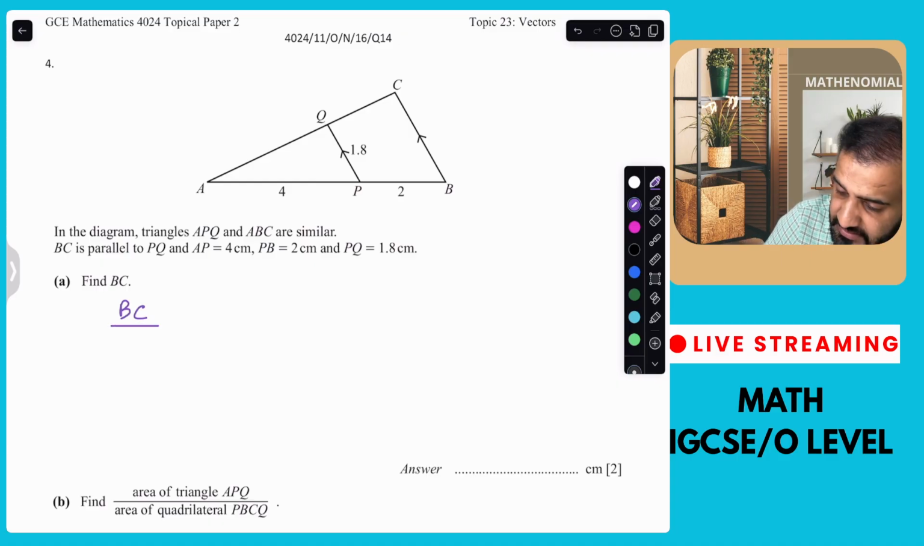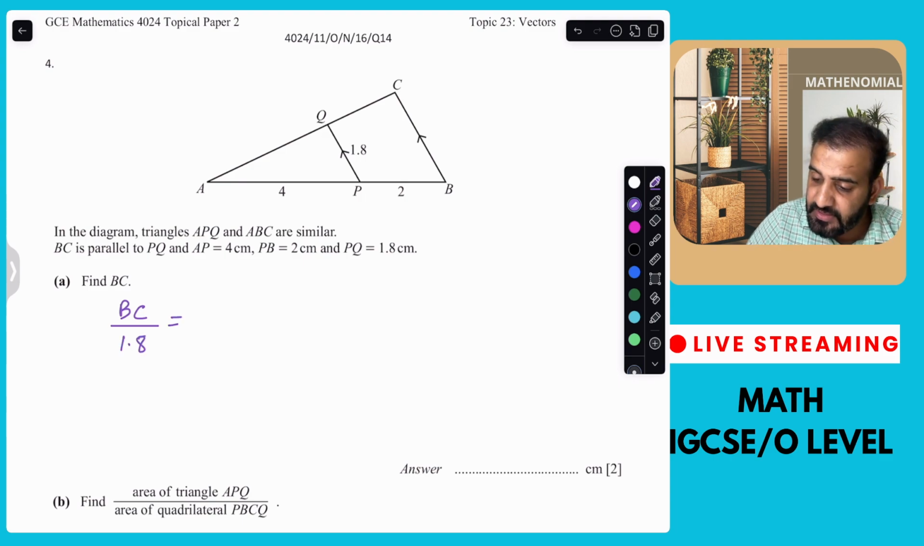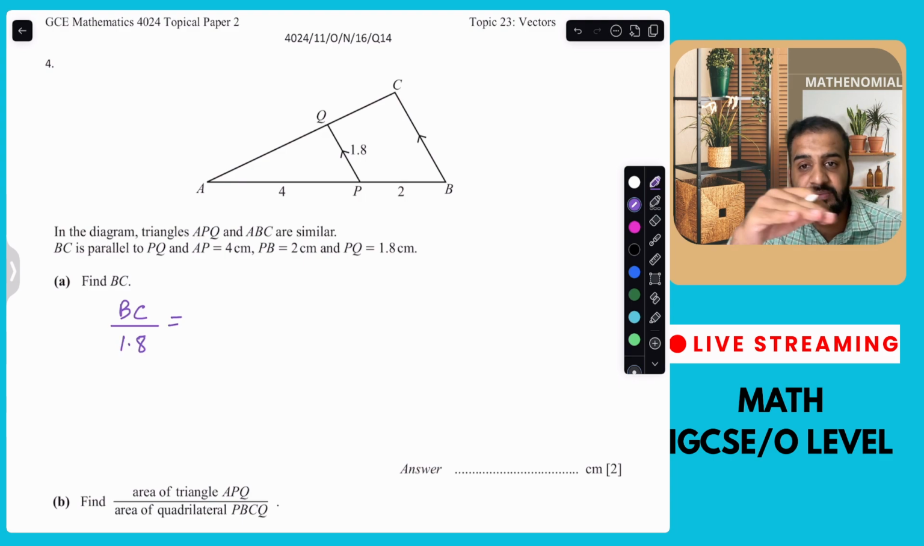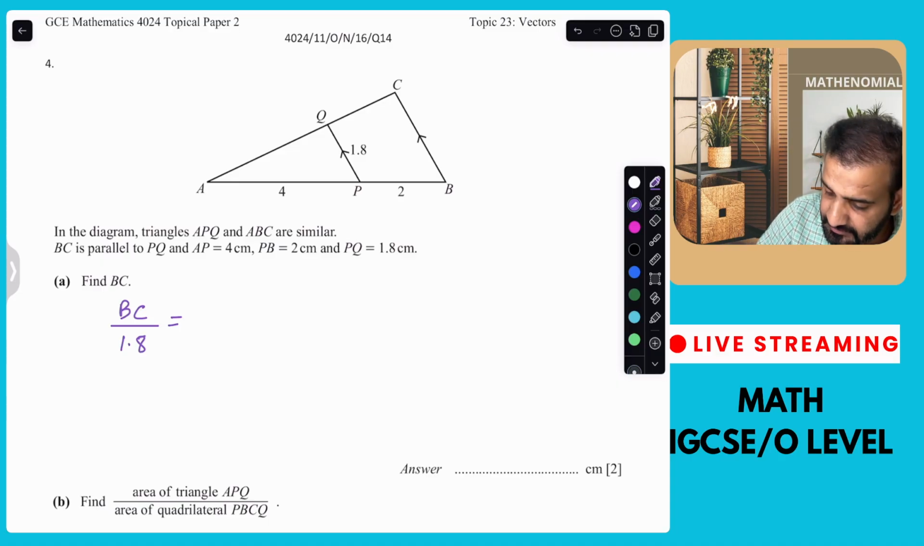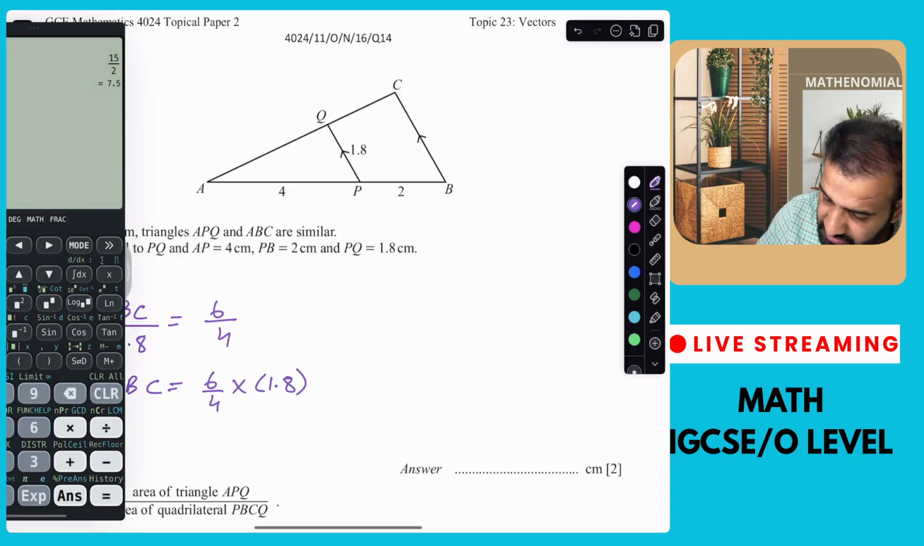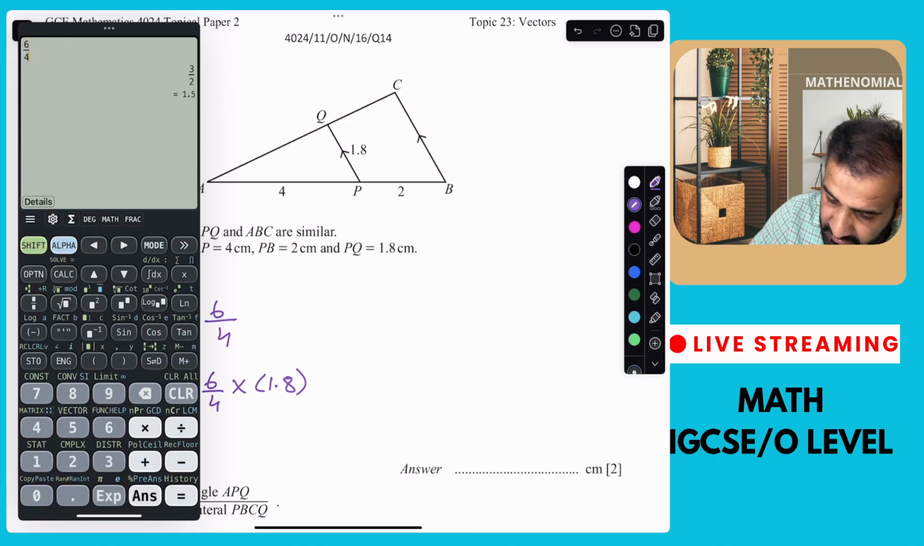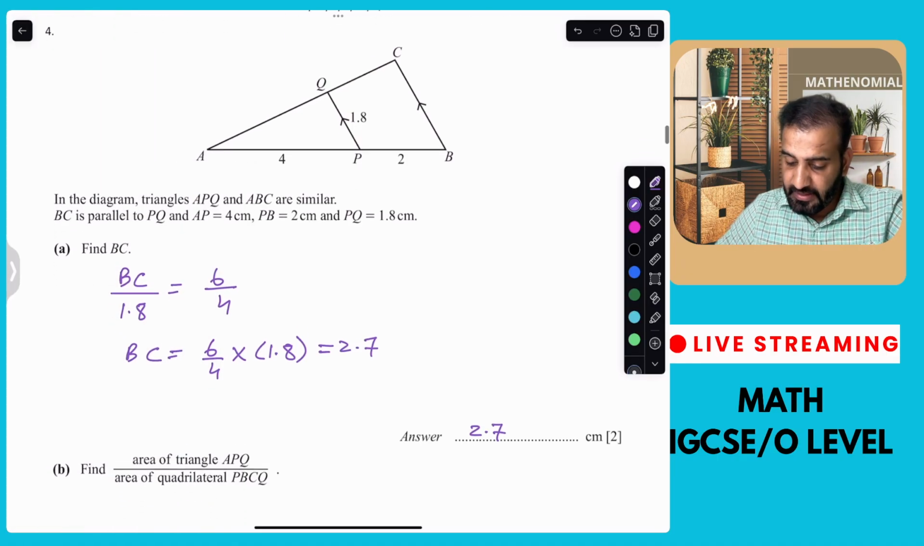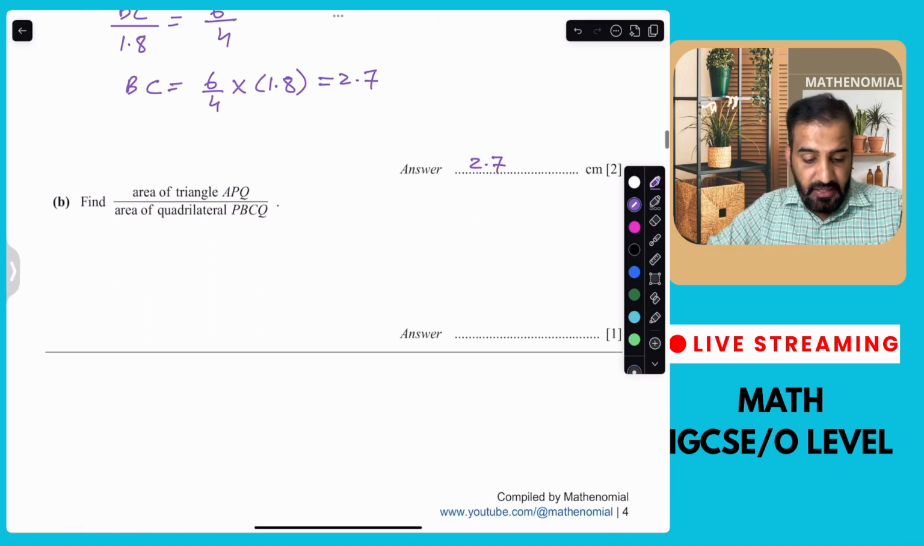BC is corresponding to which side? It is corresponding to 1.8, is equal to what is the bigger side of this bigger triangle? It is 4 plus 2, 6/4. So BC will be 6/4 times 1.8. So 6 divided by 4 times 1.8 is 2.7. That's it.